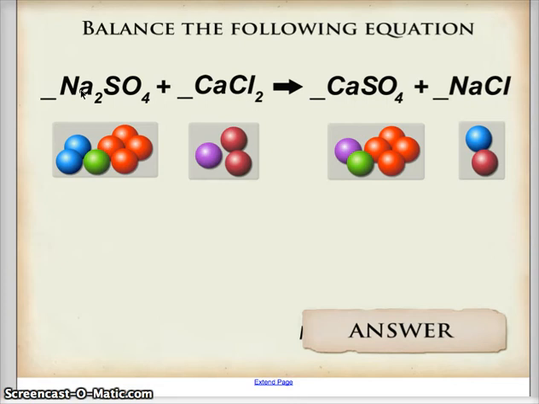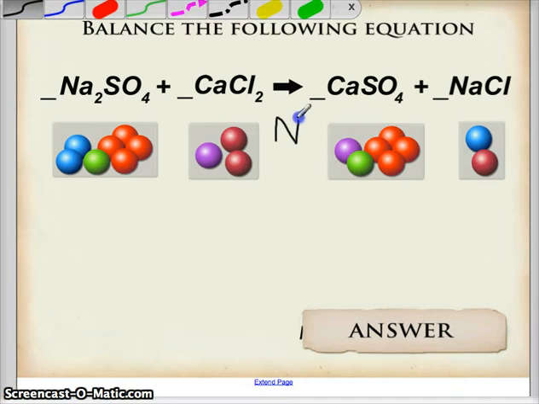I have a few examples, so I'll do a couple more. All right, let's go through this. Metals first. Sodium and calcium. It doesn't really matter which order you put them in. Sodium and calcium. Non-metals that aren't carbon, hydrogen, or oxygen.